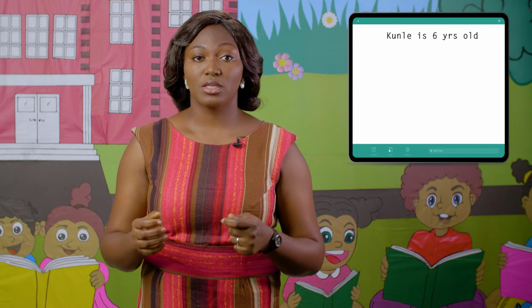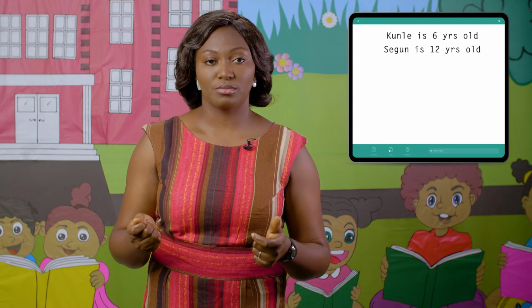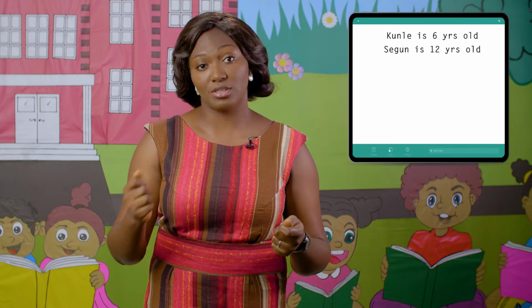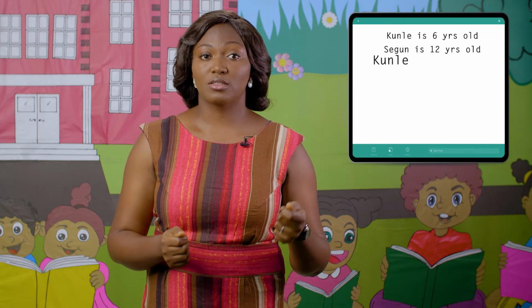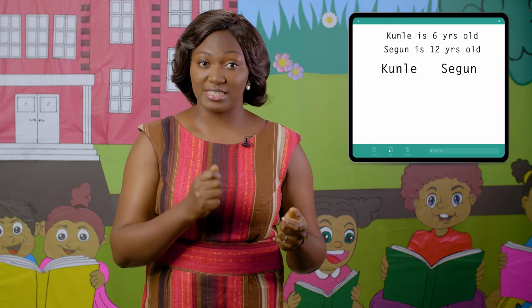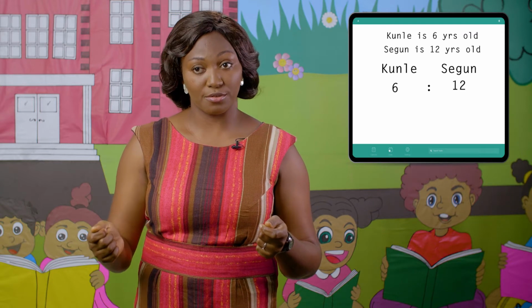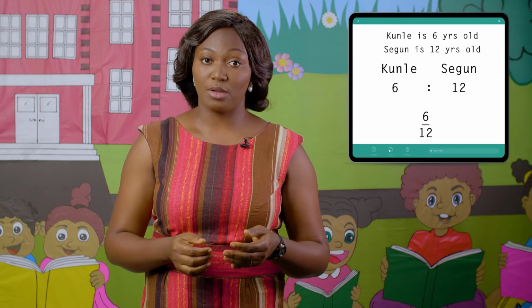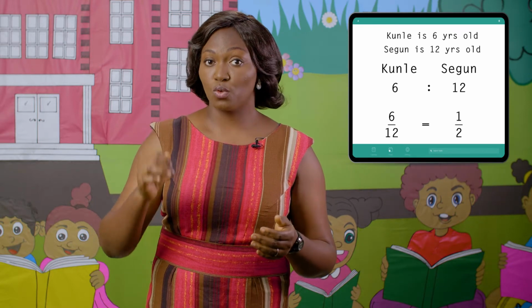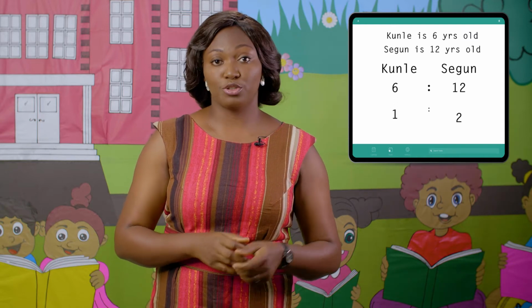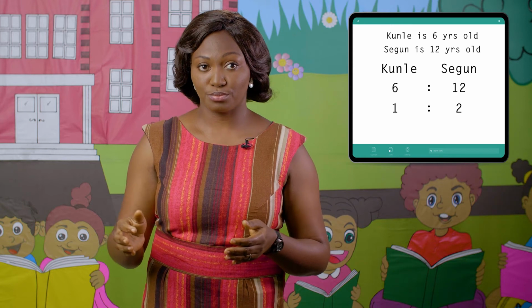Take for example, we say Kunle is 6 years old, Shegun is 12 years old. Now we want to tell their ages as a ratio of one to the other. We say that Kunle and Shegun have their age ratio as 6:12. In fraction, we can simply write it as 6/12. And when we simplify, we have 1/2. So that same age ratio can be written as ratio 1:2.